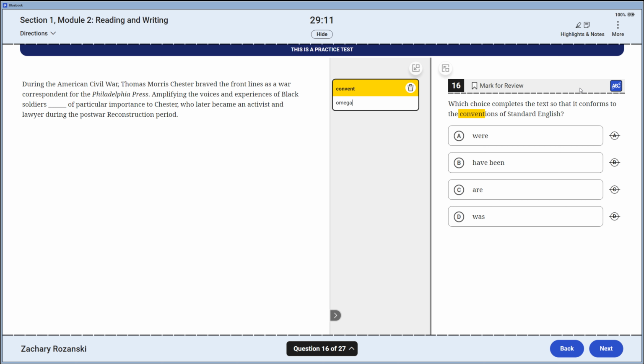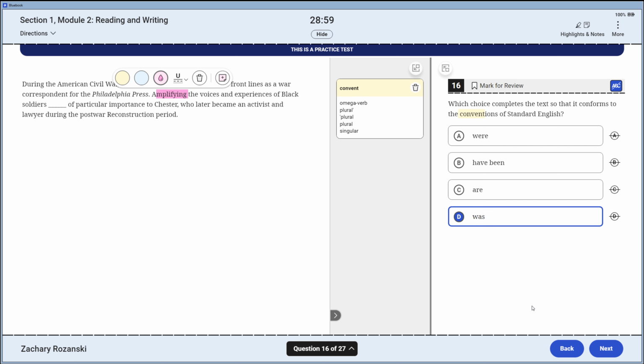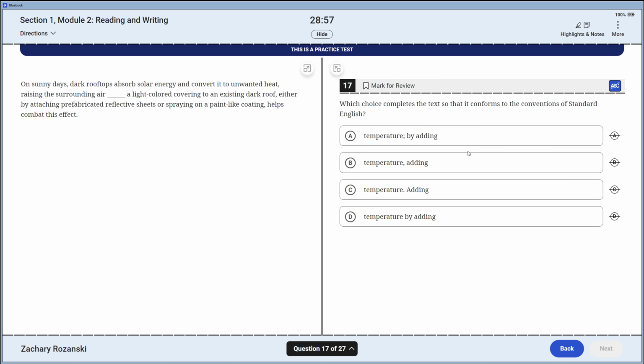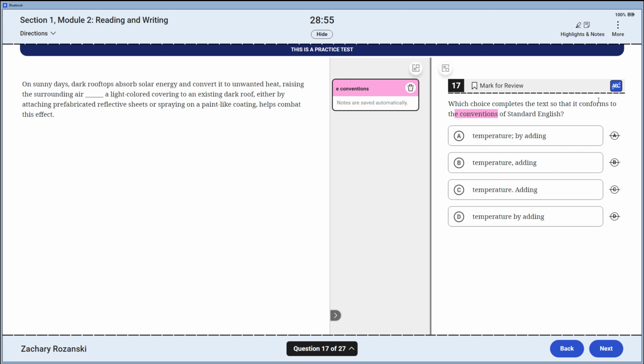We're in the convention still. We're going to check our omega consideration. And we've got a verb, we've got a plural, we've got a plural, we've got a plural, we've got a singular. So I'm going to bias the singular option and go looking for my subject, and it is amplifying. Amplifying was of particular importance. I love it. In the convention section still, I'm going to check my omega considerations, and nothing pops.